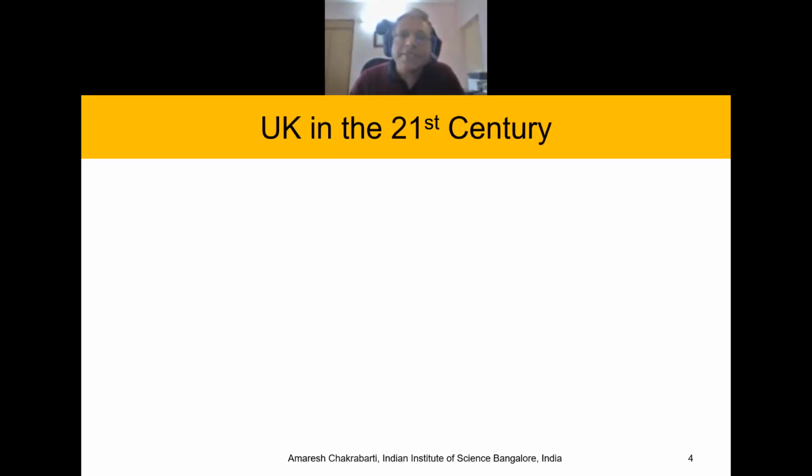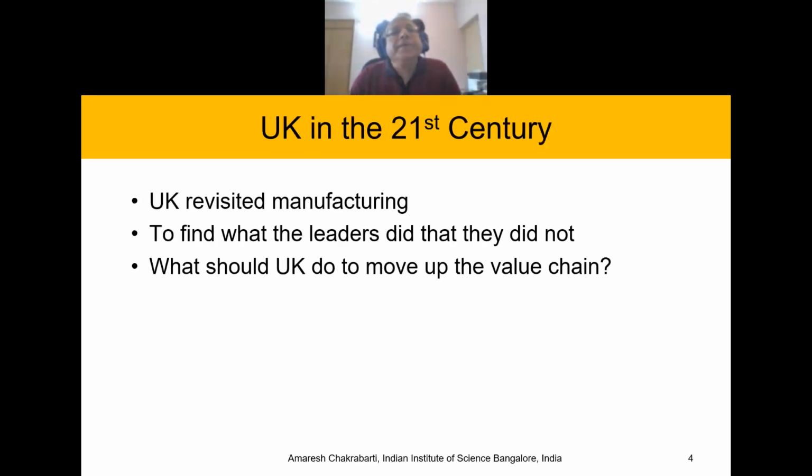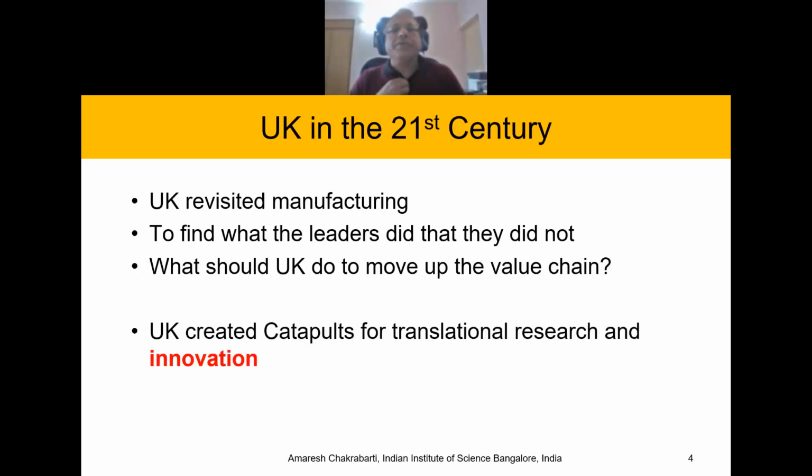Now, in the 21st century, the UK, interestingly enough, is revisiting manufacturing. About a couple of decades ago, they looked at that and said, what is it that the leaders, such as Germany, were doing that they were not, and how can they move up the value chain? Based on that, they figured out that translational research, and not only translational research but also innovation, is important for this. And they created what are called catapults, which are centers of excellence in translational research and manufacturing innovation.